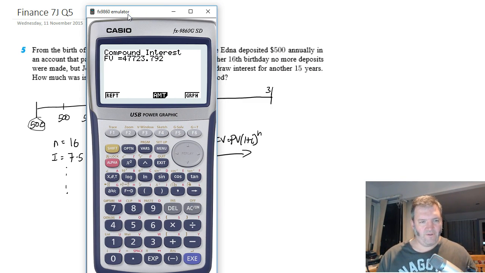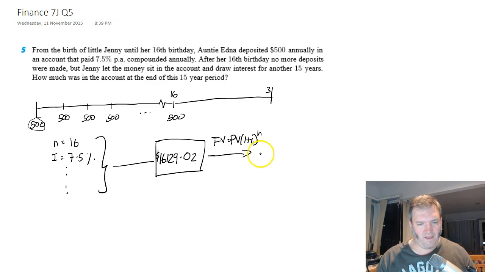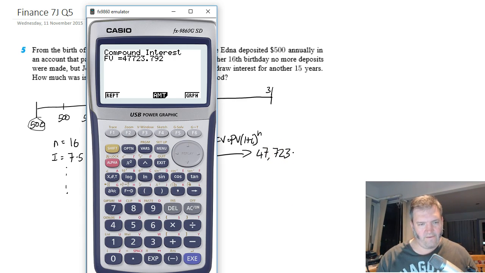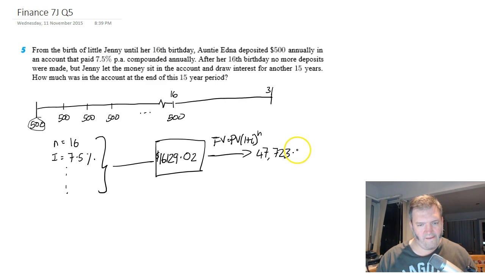So the future value, 47.79. And that would be how much she'd have in the account at the end.